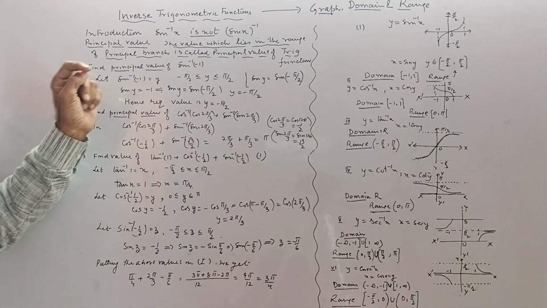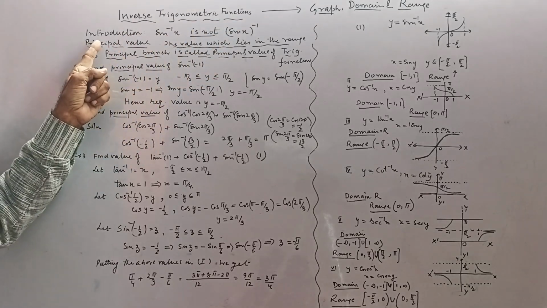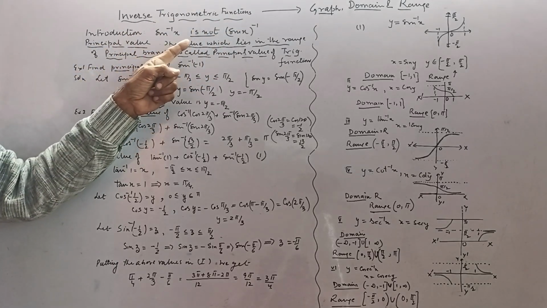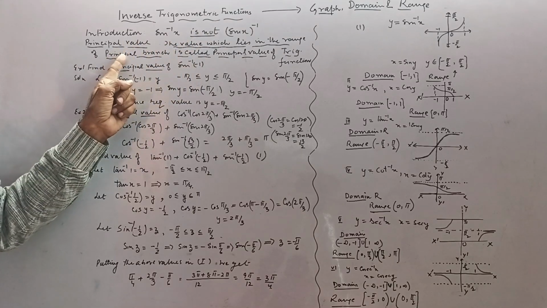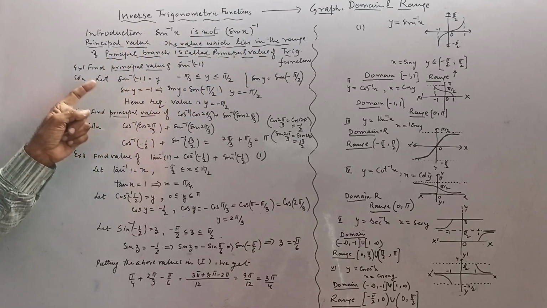Now introduction. Sine inverse x is not sine x to the power minus 1. Principal value. The value which lies in the range of principal branch is called principal value of trigonometrical function.